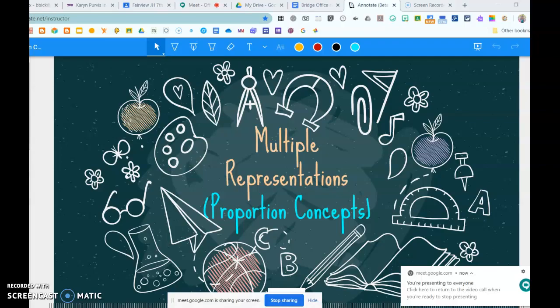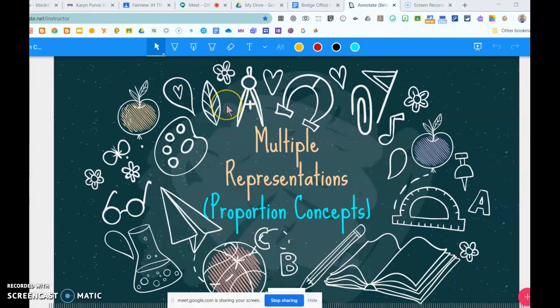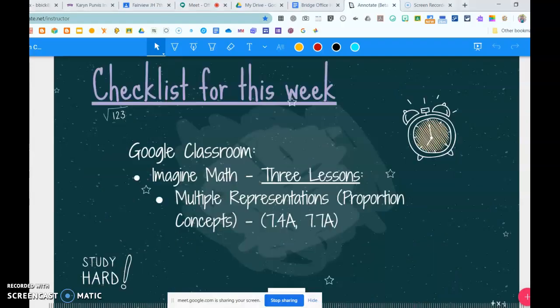So today's focus is proportion concepts, meaning that we're going to look at proportional relationships and determine what causes a proportional relationship and what's not a proportional relationship.